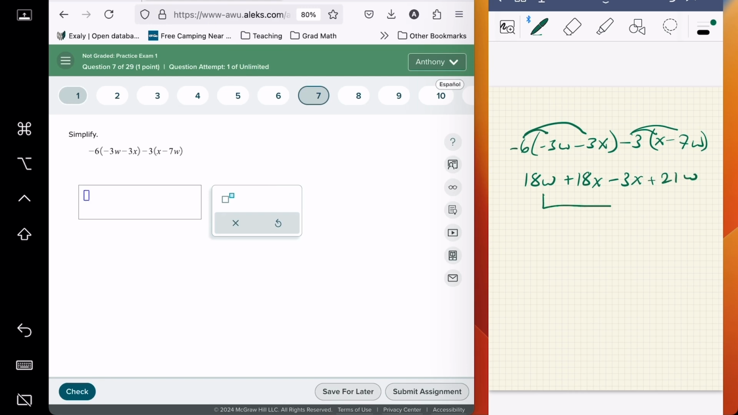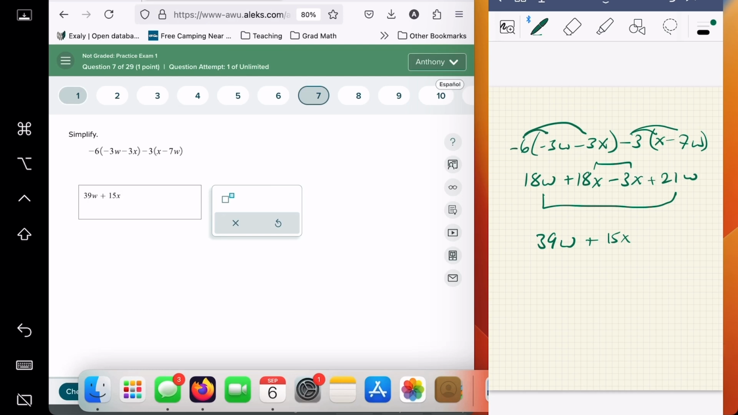And then I put everything together, so I put the w's with the w's and the x's with the x's. And it looks like we have 39 w's and 18 minus 3, 15 x's. All right, so let's write that down. Okay, so we have 39w and 15x. All right.